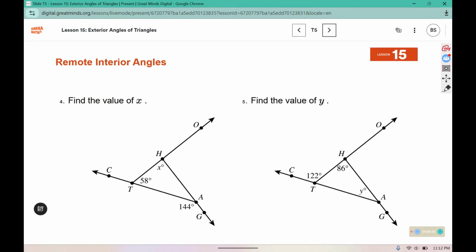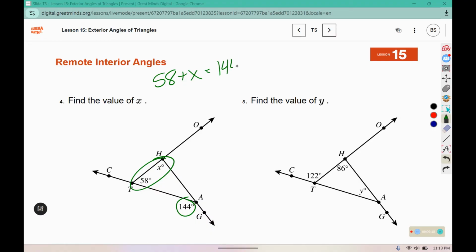So find the value of x. Now, I could find the straight angle, the missing piece here. I could say that it's all going to add up to 180 inside the triangle, or I can use that sum of the remote interiors adds up to the exterior. So I have 58 plus x equals 144. So to solve that equation for x, I can just subtract 58 from both sides.